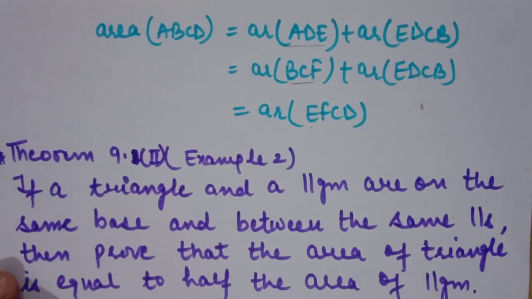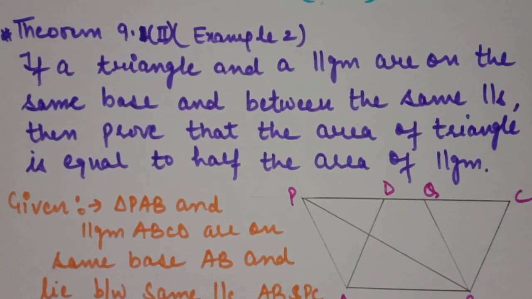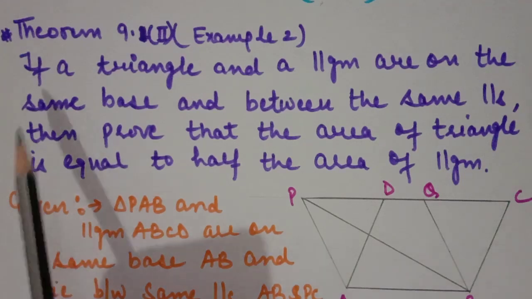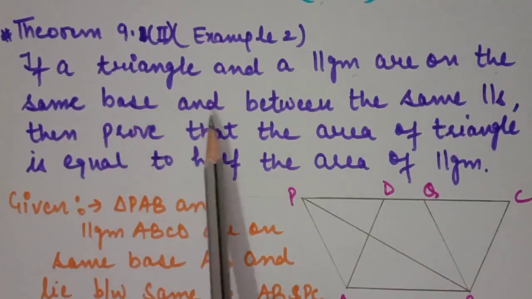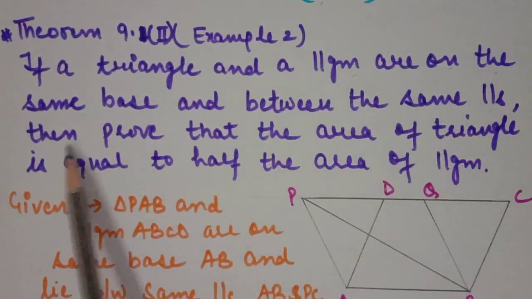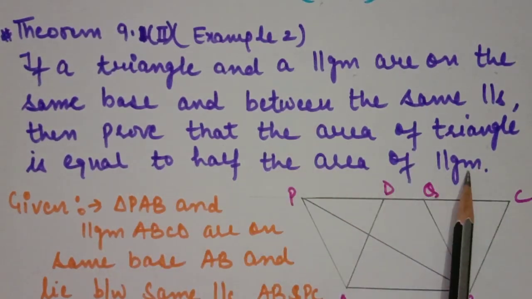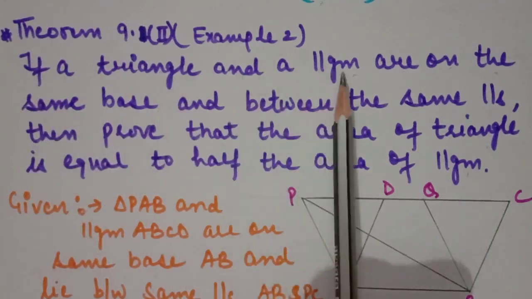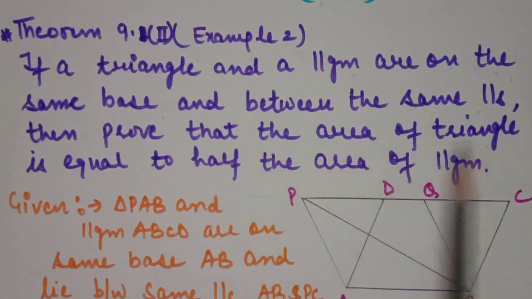Now students, I want to explain your second example, which we will take as a theorem. Second part of first theorem. It is your second example, but we will use it in your complete chapter as a theorem. What is it? If a triangle and a parallelogram are on the same base and between the same parallels, then prove that the area of the triangle is equal to half of the area of the parallelogram. It means what is given to us? If a triangle and a parallelogram are on the same base and lie between the same parallels, then we have to prove that the area of this triangle is equal to half of the parallelogram.